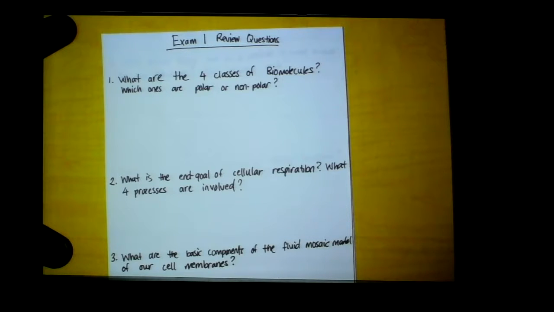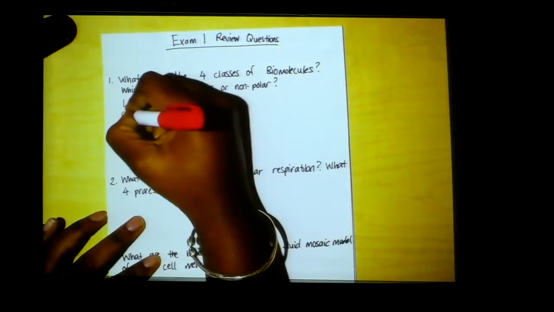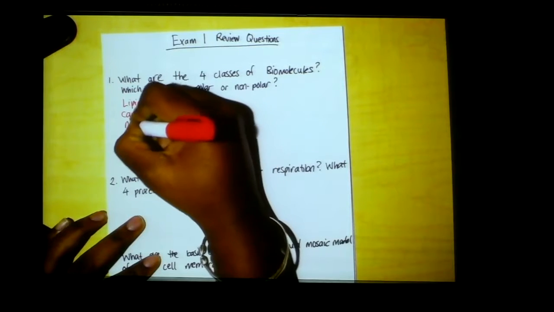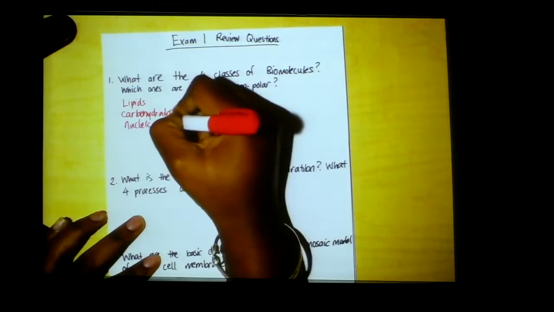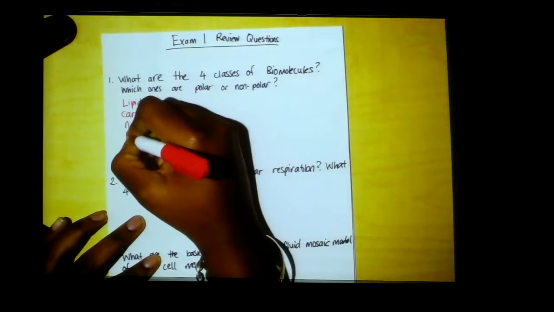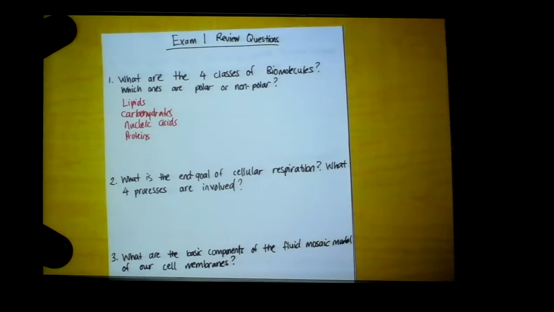Lipids, right? Carbs, thank you. So lipids. We had carbs or carbohydrates. Nucleic acids. And our favorites, proteins, right? Proteins. Now, which of these were polar versus which ones were non-polar? And what does polar mean?